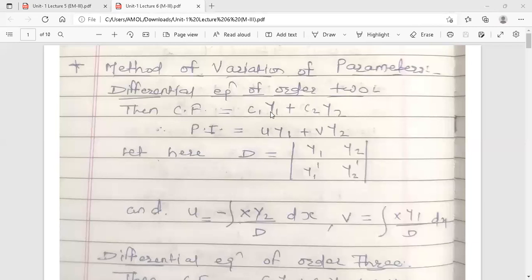The term with C1 is y1 and the term with C2 is y2, because the differential equation, the linear differential equation with constant coefficients, we are considering here is of order 2 only. Its order is 2, so you will get the auxiliary equation of degree 2. The degree of the auxiliary equation is 2, so you will get two factors. There are two factors, so your complementary function will contain only two arbitrary constants, and it will be of the type C1y1 plus C2y2.